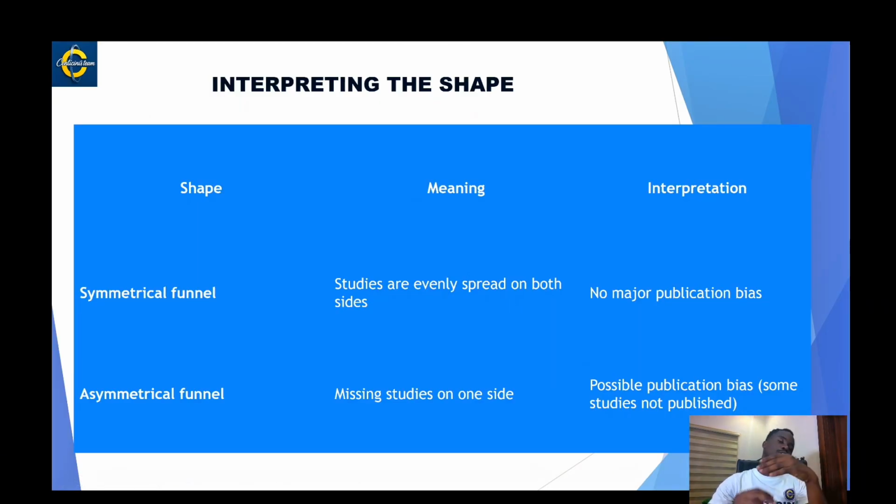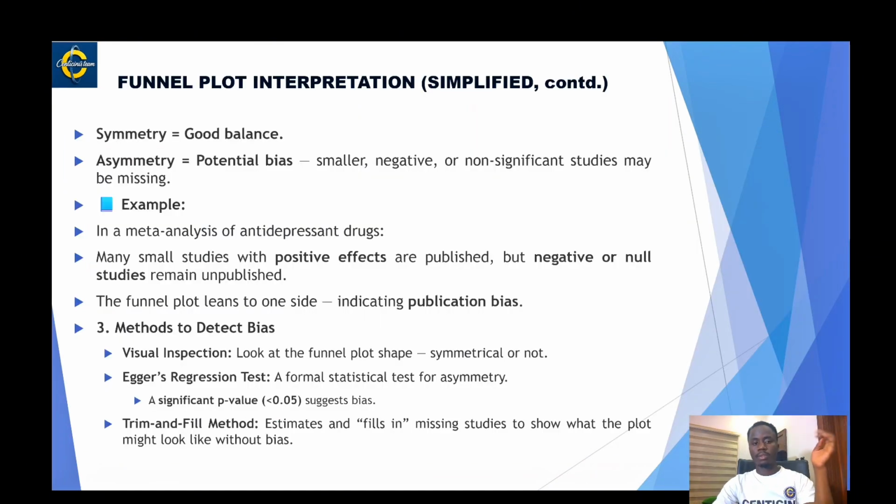And then for an asymmetric funnel, there are mixed studies on one side, and possible publication bias, which means that some studies were not published. So remember, I did mention it clearly here. Symmetry means good balance. Asymmetry means what? There's a potential, okay?